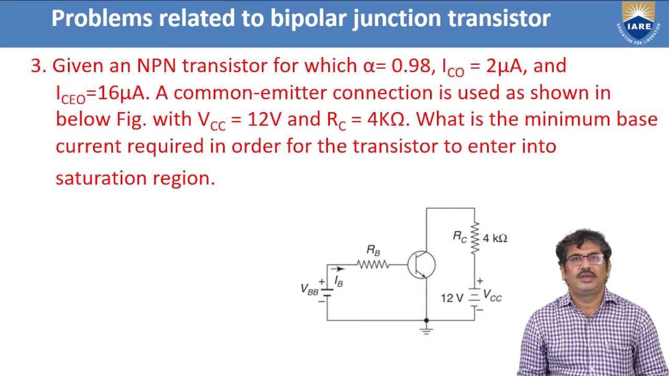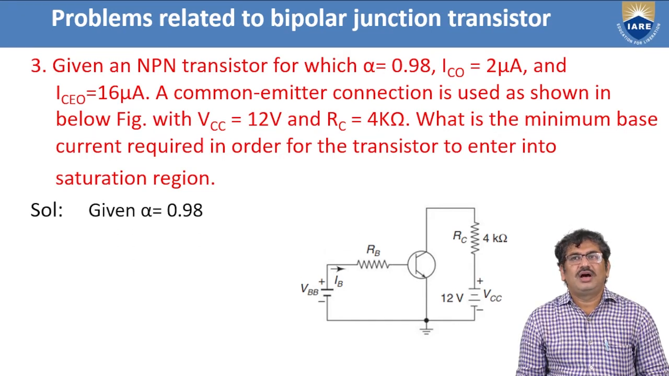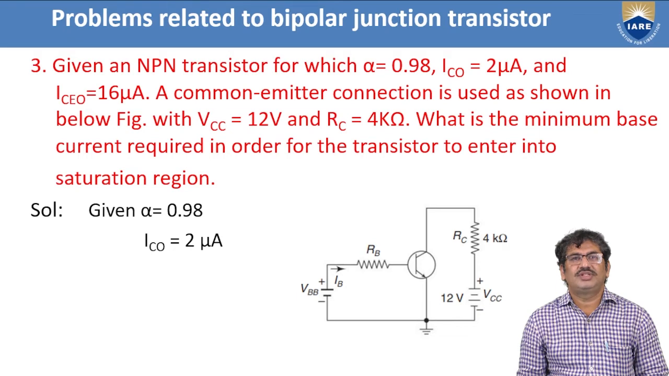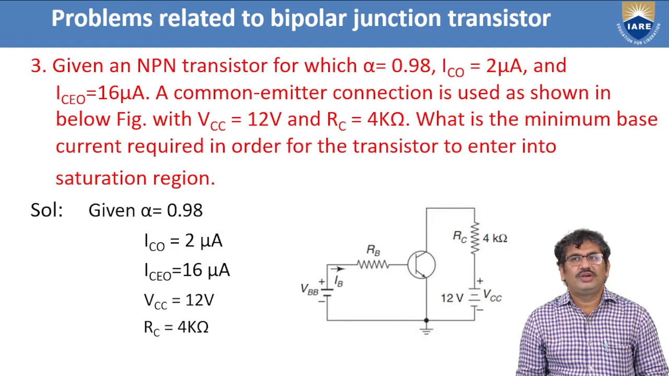What is the minimum base current required for the transistor to enter into the saturation region? The given values are alpha is equivalent to 0.98, ICO, the common base reverse saturation current in collector, is equivalent to 2 microamperes, ICEO is equivalent to 16 microamperes, VCC is equivalent to 12 volts, RC is equivalent to 4 kilo ohms. We need to find out the saturation collector current and minimum base current.